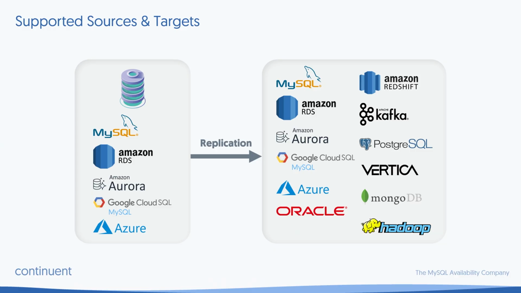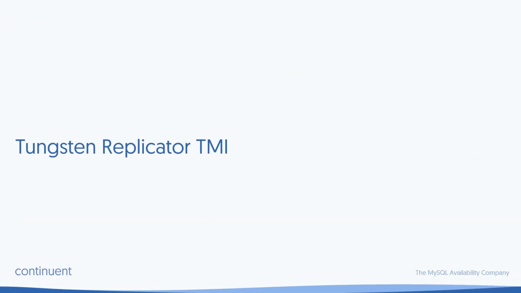In terms of your target, we can replicate into all of those, and additionally our heterogeneous targets, which are Oracle, Amazon Redshift, Kafka, PostgreSQL, Vertica, MongoDB and Hadoop. And the TMI that we have available allows you to do this really easily and really quickly. So what is the TMI?